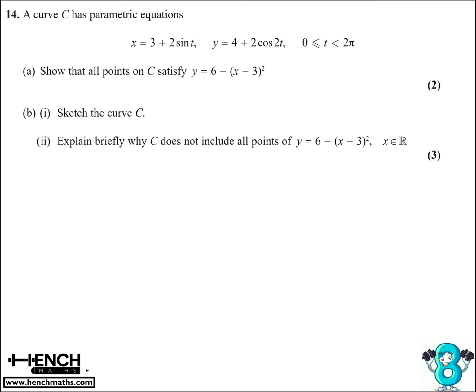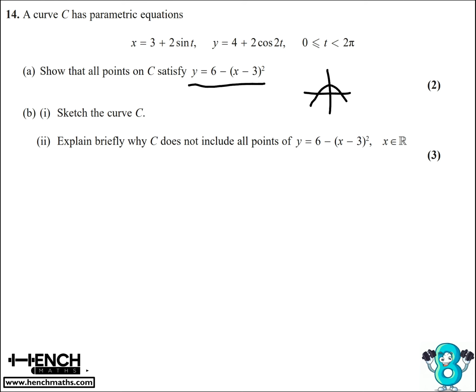Part B, sketch the curve C. So we need to sketch y equals 6 subtract x minus 3 squared. So what kind of curve is that? That looks like a quadratic, and because we've got the negative in front of what would be the x squared, it's a negative quadratic. So it's going to be a parabola in this sort of shape. So it's going to have a maximum point.